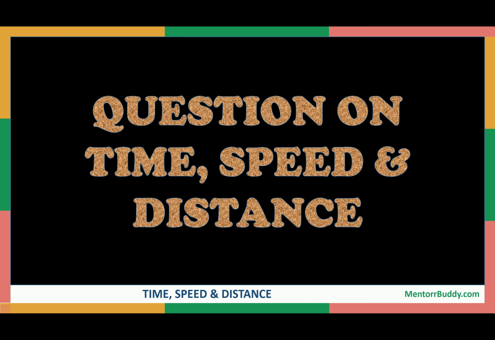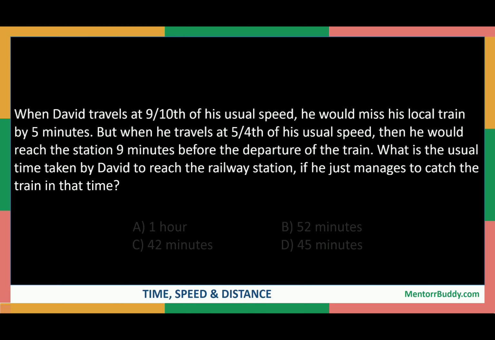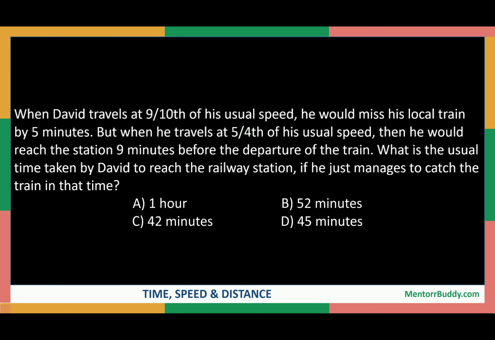Here we have a short video based on time, speed and distance. And the question says, when David travels at 9/10th of his usual speed, he would miss his local train by 5 minutes. But when he travels at 5/4 of his usual speed, then he would reach the station 9 minutes before the departure of the train. What is the usual time taken by David to reach the railway station if he just manages to catch the train in that time? Four options have been given and we need to choose one correct option.